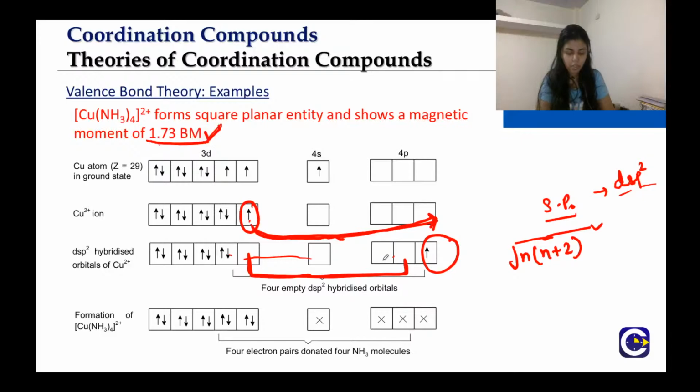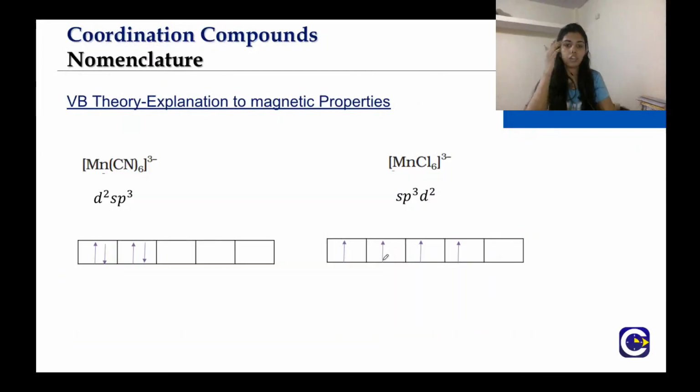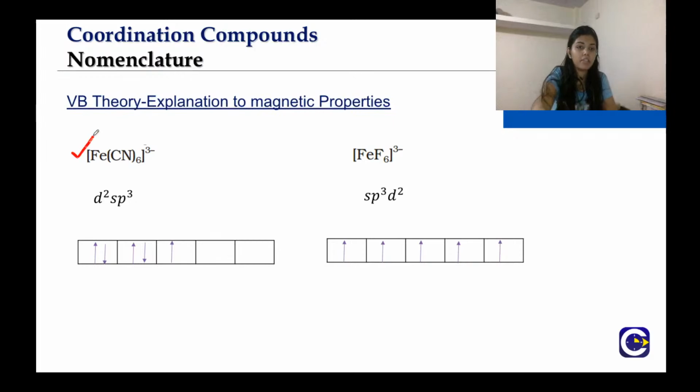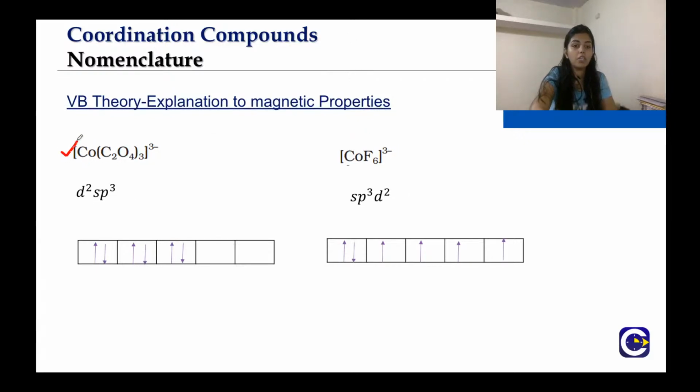I'll give you some questions. You practice those. You can write down the complexes or you can take a screenshot. Take a screenshot of these complexes. The first complex is Mn(CN)6 3-. Second is MnCl6 3-. Third one is Fe(CN)6 3-. Fourth one is FeF6 3-. Fifth one is Co(C2O4)3 3-. Then CoF6 3-. So these are your homework. We will discuss the answers of these with explanation in the next class.